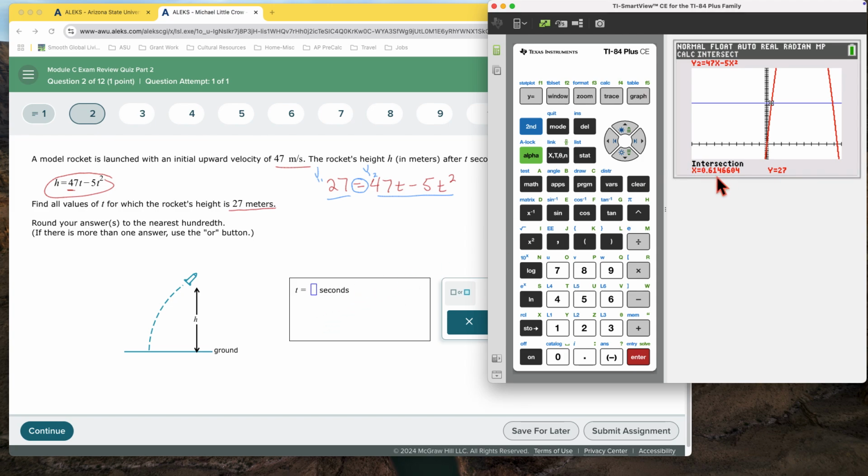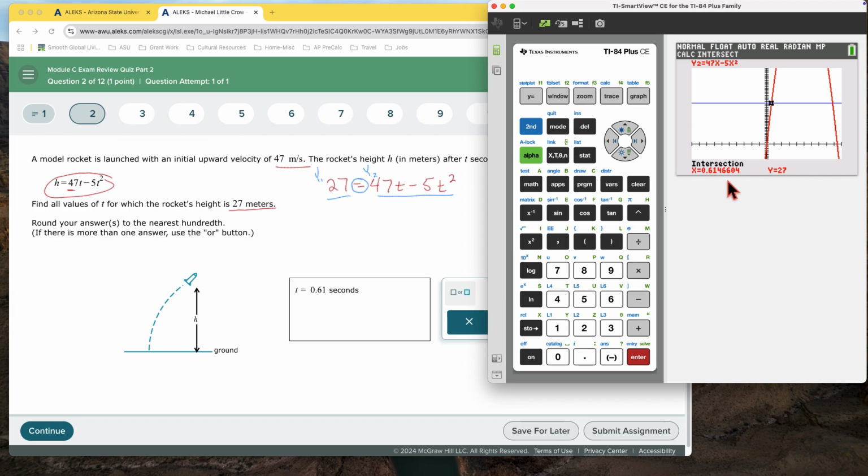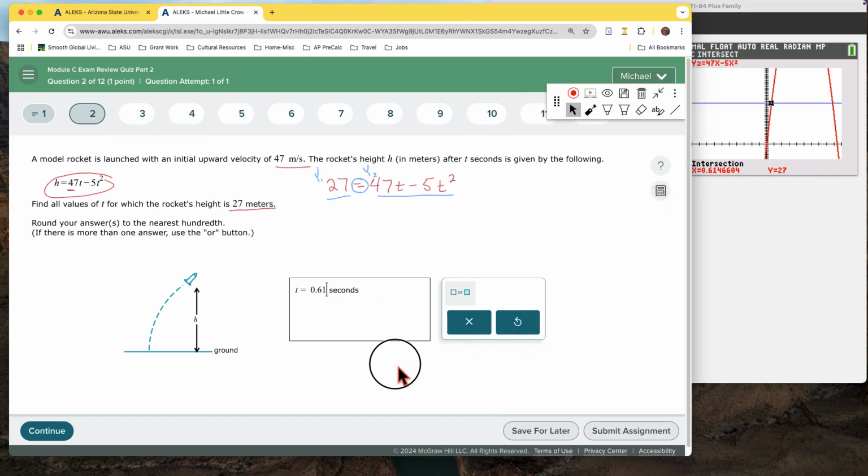The seconds are the x values or the t values, in this case 0.61466, and we are supposed to report this to the nearest hundredth. So we're going to go 0.61 as the first one, but we're not done yet. But let's record it. 0.61. Okay, that's good. And it says there's more than one, use the OR button. So let's find the other one.